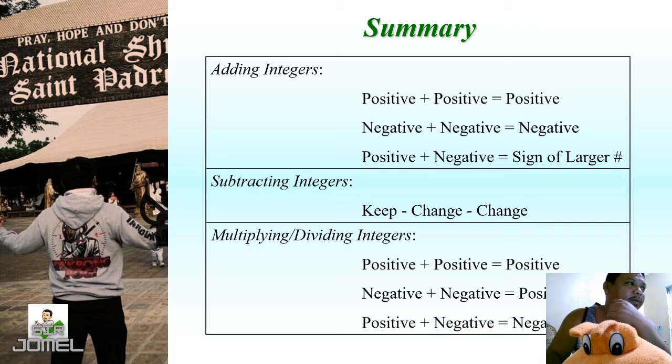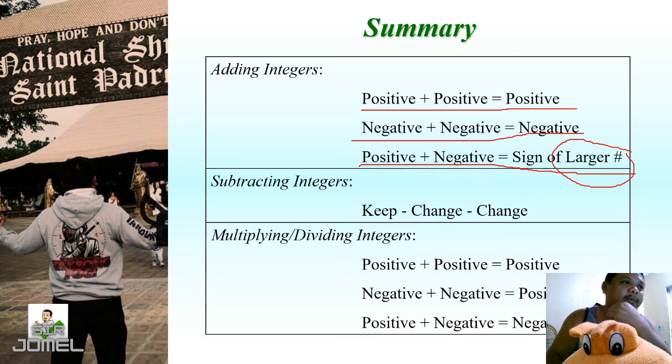Now, to summarize, we have adding integers: positive plus positive is positive. Negative plus negative is negative. Positive plus negative is equal to the sign of the larger absolute number. And then in subtracting integers, keep, change, change.